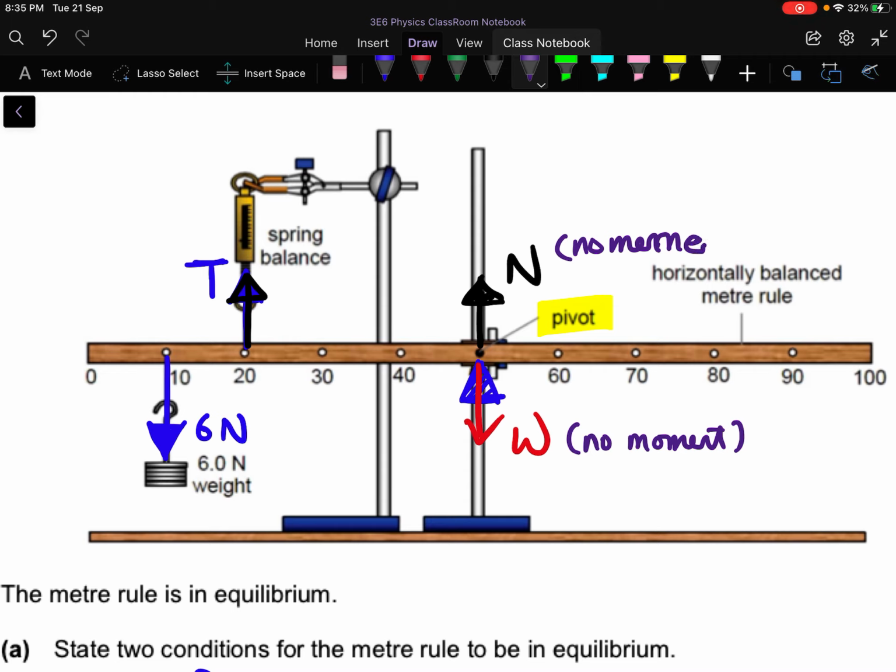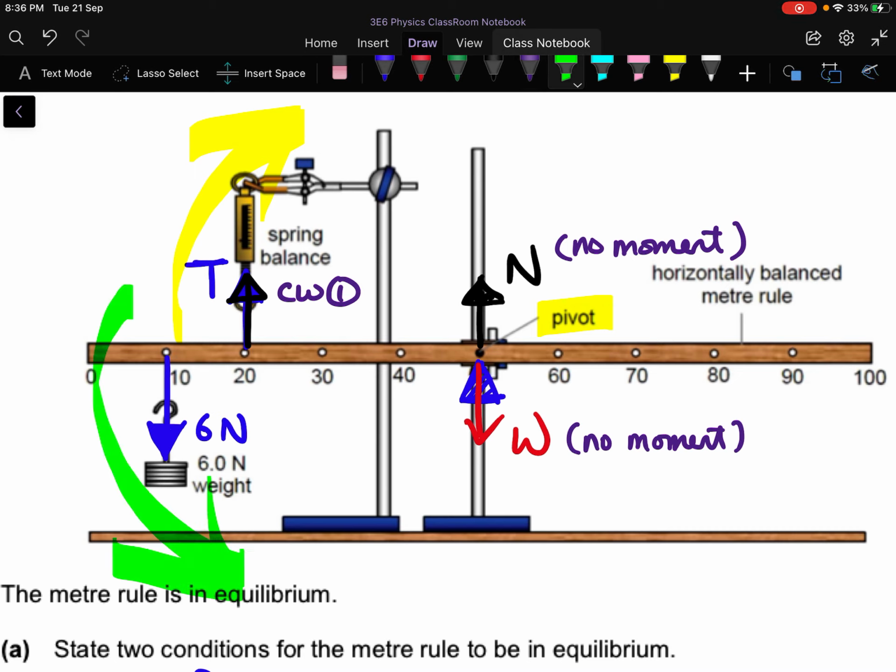But for the other forces, the T and the 6, there will be a moment. So if you do not know how to determine the moment, please come and see me. So for the T, there will be a moment this way. So we call T our clockwise number 1. And then for the 6 Newton, it will produce a moment this way. So we can see that it is going anti-clockwise 1. So basically in this system, there is only 1 clockwise moment and 1 anti-clockwise moment.